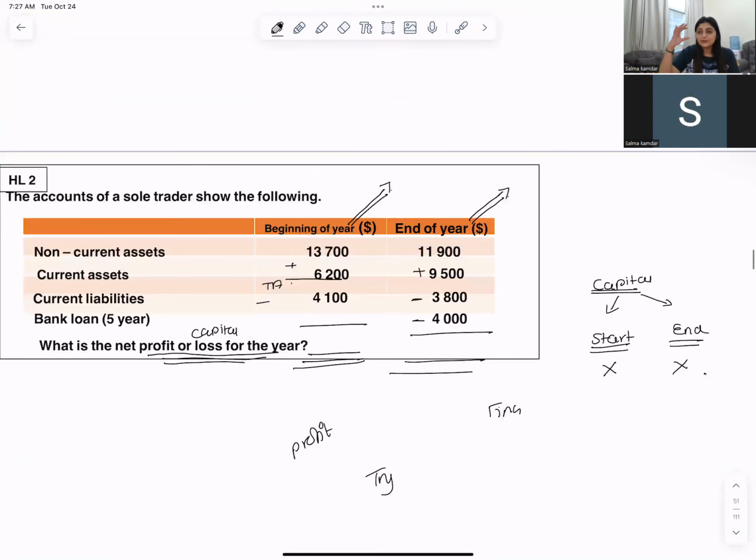So here we have studied how to find out profit with the help of capital account.